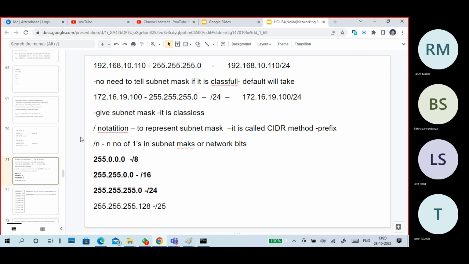255 means 8 ones. Two 255s means 8 plus 8, 16. 8 plus 8 plus 8, 24. So it is /24, 8 plus 8 plus 8, 24.